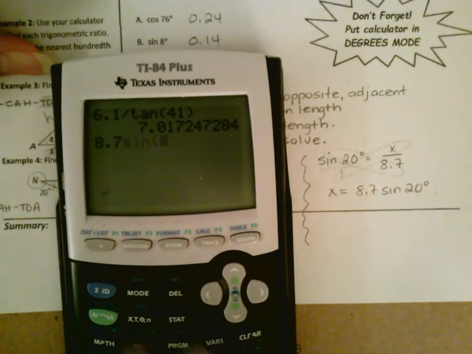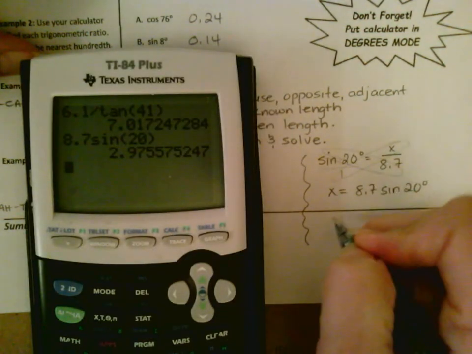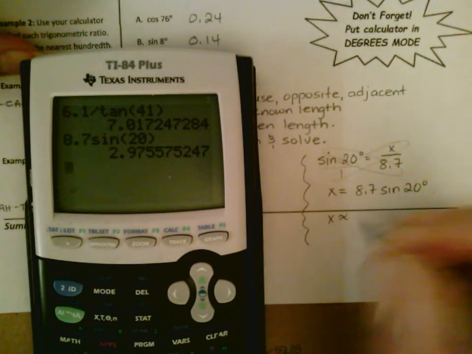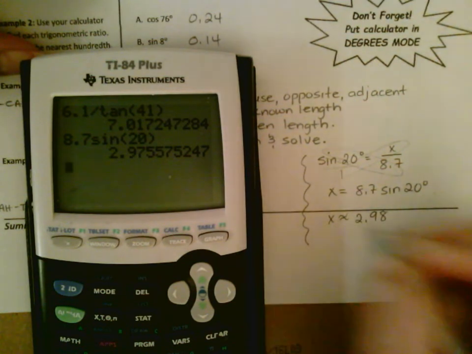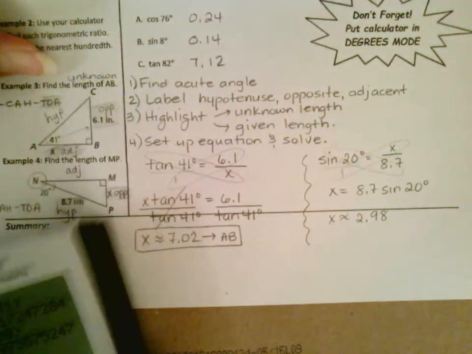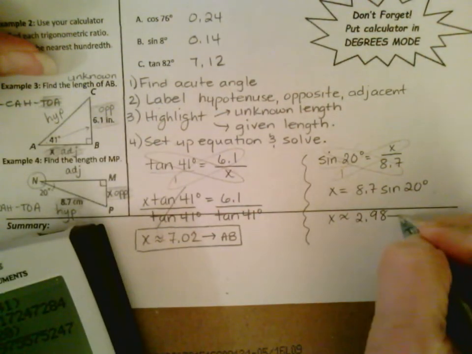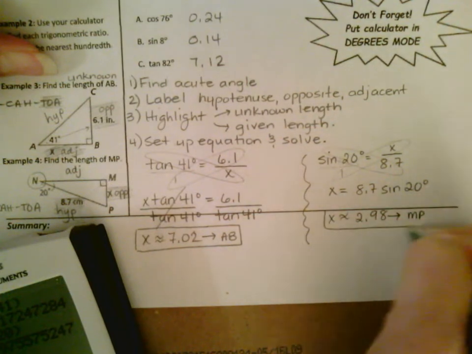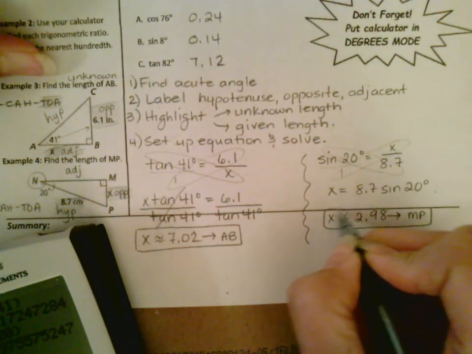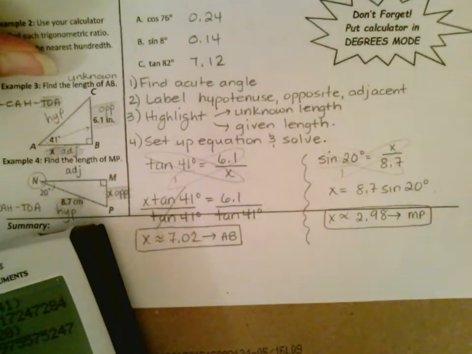8.7 sine of 20 degrees. Hit enter. And so my X is going to be approximately 2.98 units in length, which is the length of MP, which we were looking for. That was the length of MP. So, boxing in the answer, and there we go.